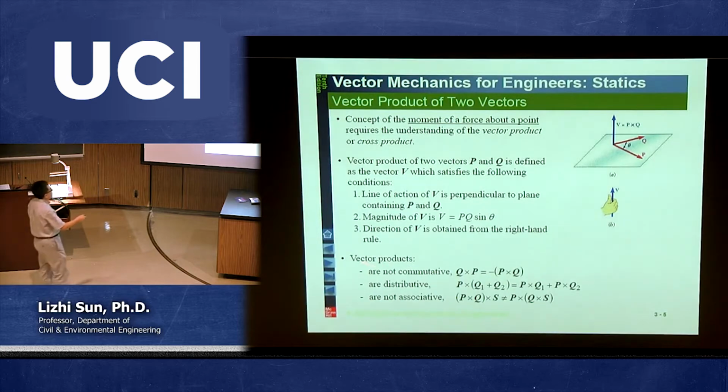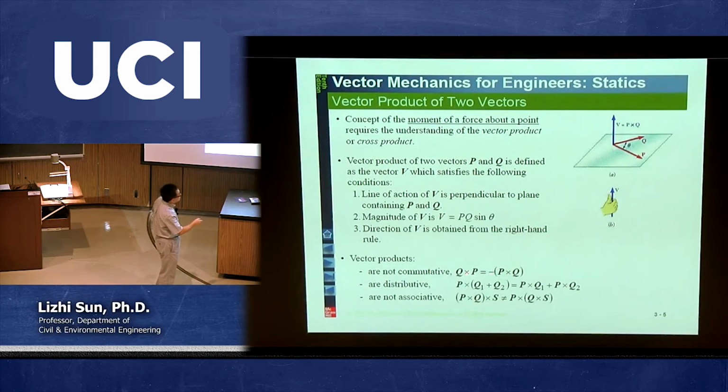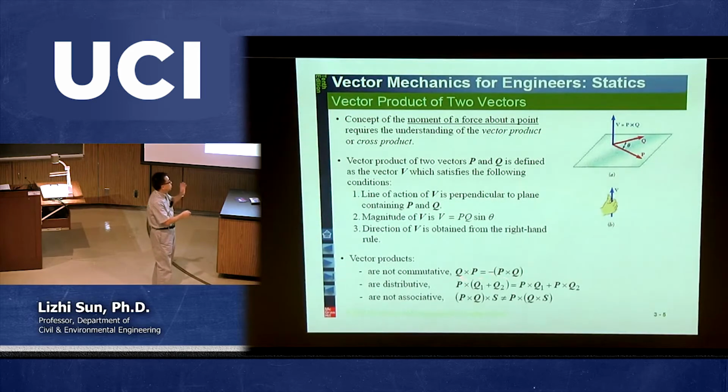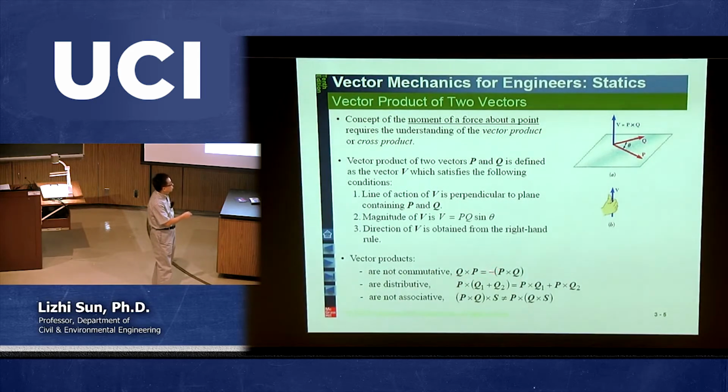Okay, so such a vector product has the following properties. Number one, the result is not commutative. In other words, P cross Q is not equal to Q cross P. In fact, it's equal to the negative because of the right-hand rule, right? So P cross Q is not equal to Q cross P because they are in opposite directions.